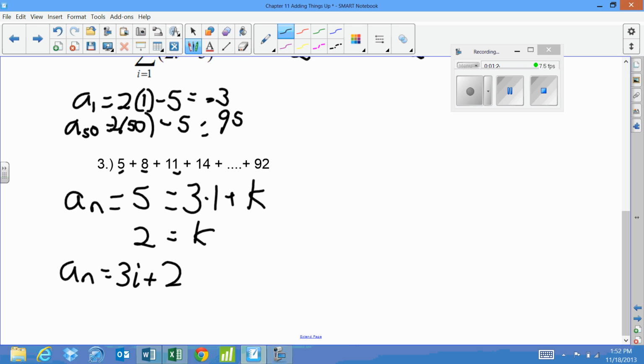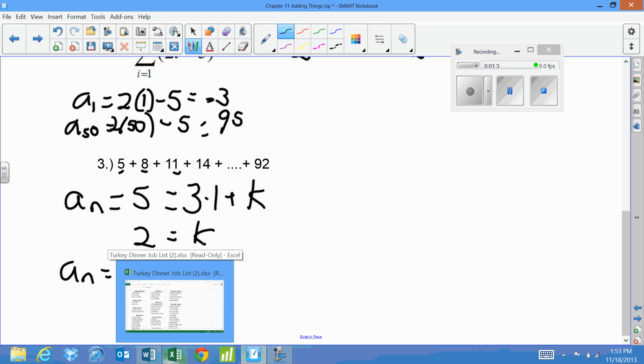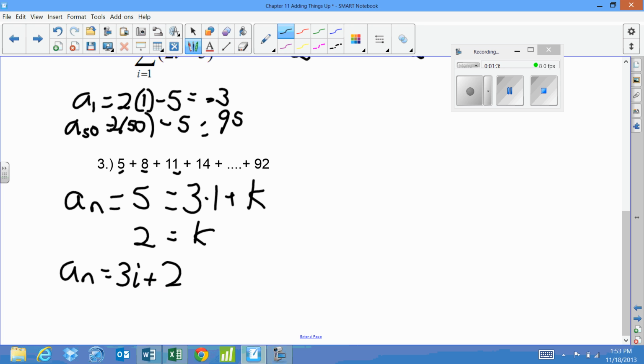So the easiest way to do that, start with your first term. Since it's my first term, I know that my i is 1. I always multiply it by my growth, which is 3 every time. So I get 3 times my i plus k. I solve it, k equals 2, so I can go ahead and put that in there. So I get a sub n equals 3i plus 2.